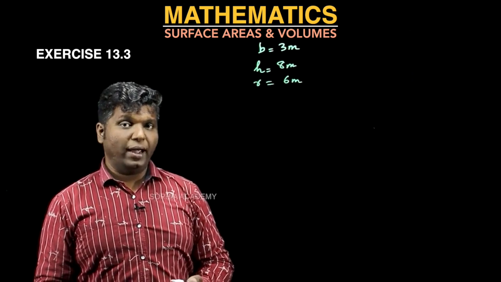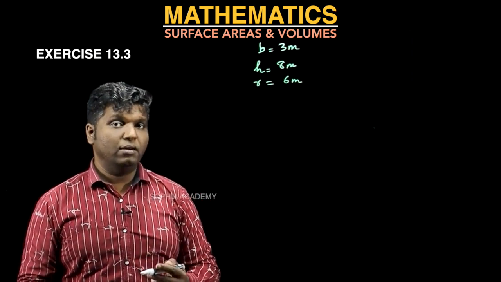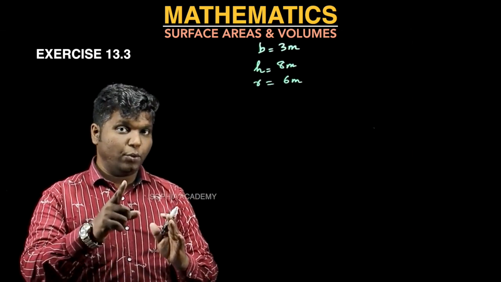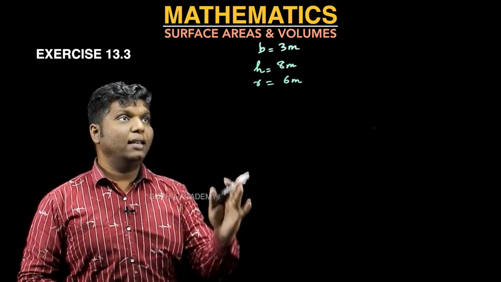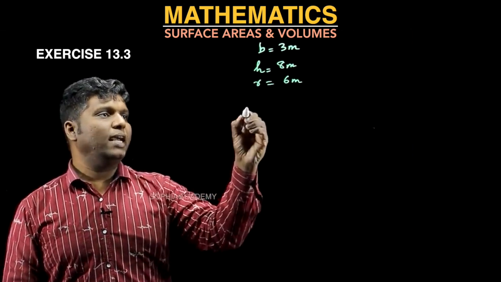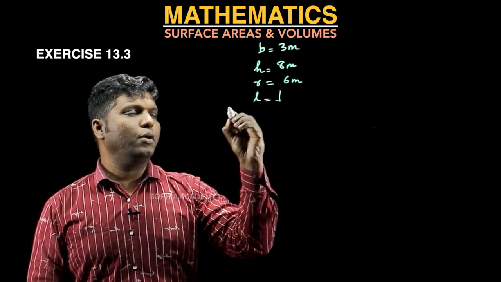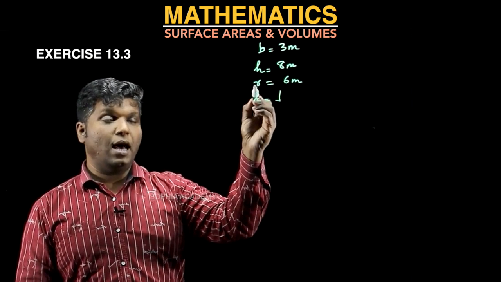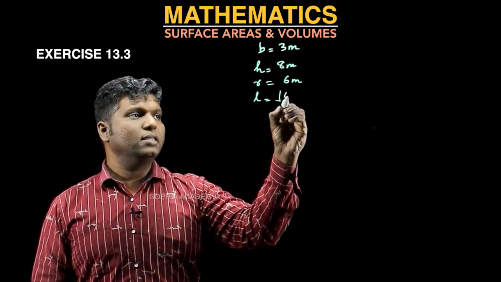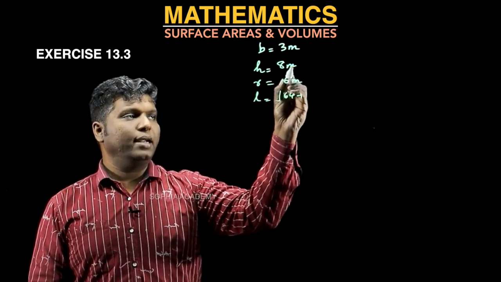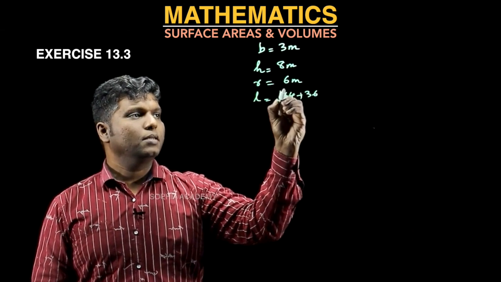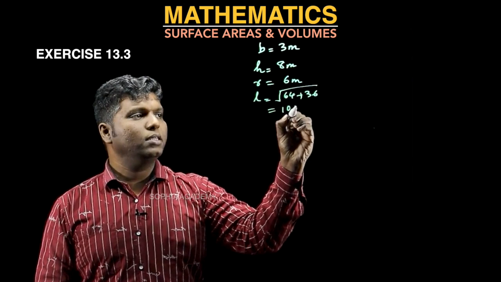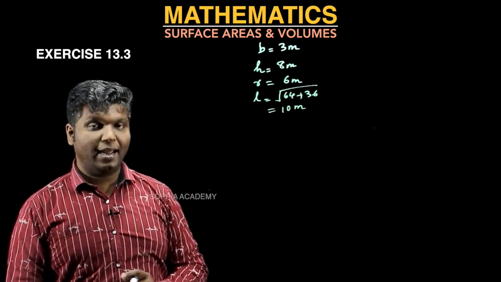Now, if you want to find the CSA, you have to find the curved surface area. In order to find CSA, what is required? Pi R L, that's the equation. So R and L are required. L is not mentioned, so let us find L first. L is equal to root of H square plus R square. H square, it is 8 square, it is 64, plus R square, it is 6 square, it is 36. Adding them together, you will get root of 100. Root of 100 is 10 and the unit is meter. Now you got the slant height L also.